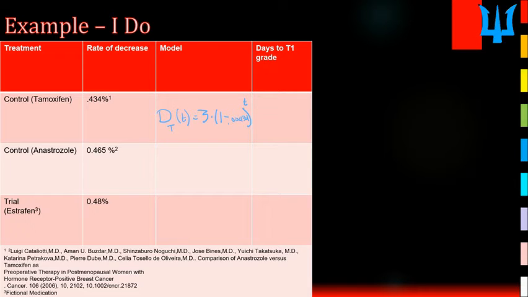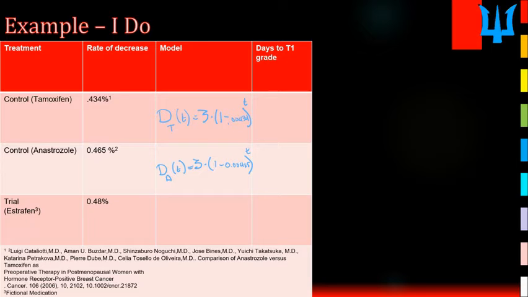For my second control, anastrozole, I'm going to call this one d sub a of t, and that's going to equal 3 times 1 minus 0.6465% is going to be 0.00465 to the power of t.